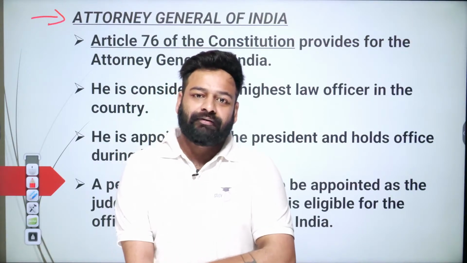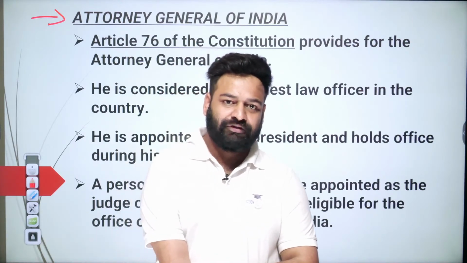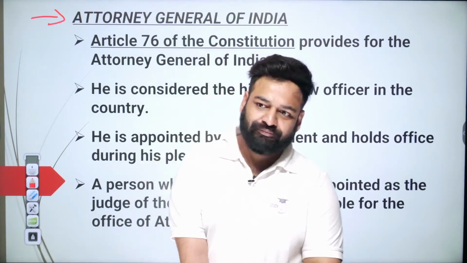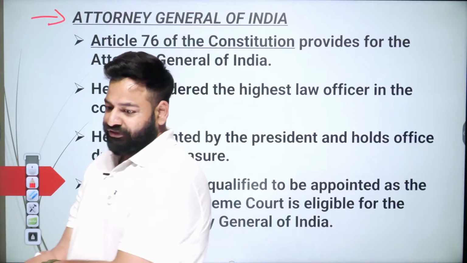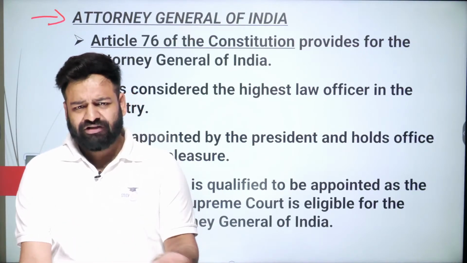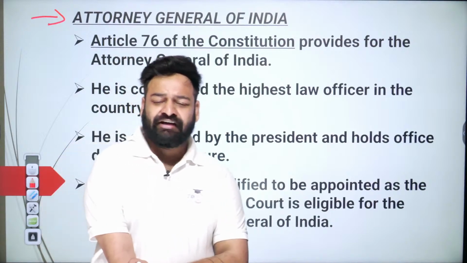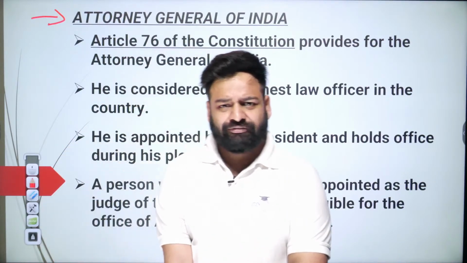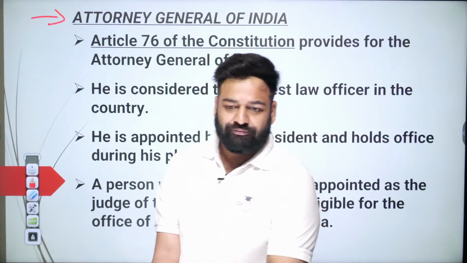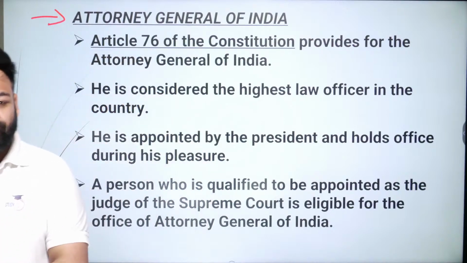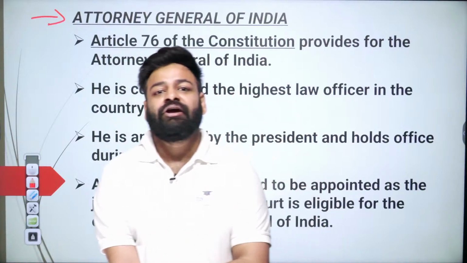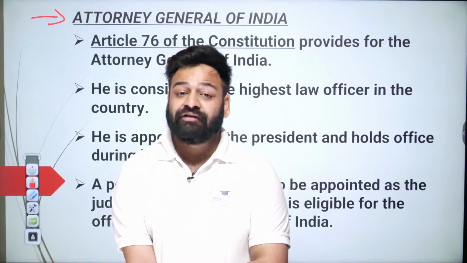Simply speaking, whenever there is a case in which the government is also a party, maybe the government is the litigant, or maybe the government is the accused, the government needs an advocate for itself to be represented in the courtroom. So who will be that lawyer? That particular authority is termed the Attorney General of India, representing the government of India in the courts.